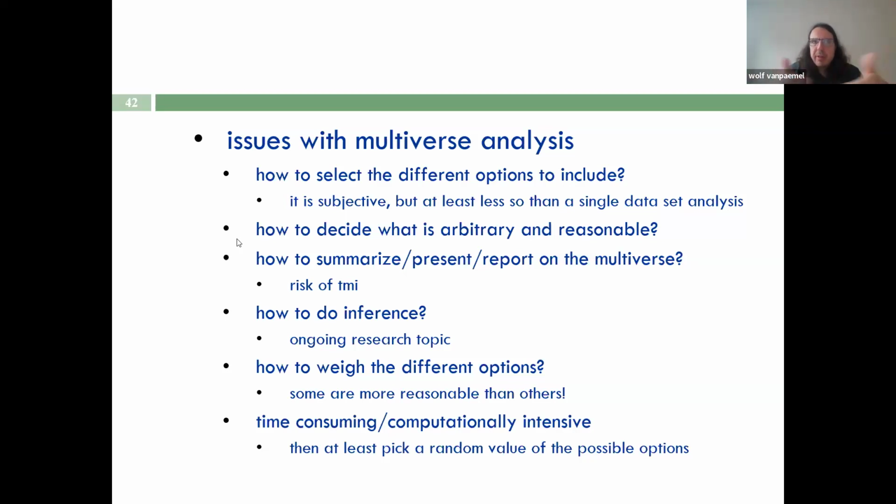How to do inference? We have these 100+ p-values. Which one do you pick? I know there's ongoing research about it, so it's a sort of hot topic, but it's still ongoing. One problem is that you cannot just take the average or something, because some options are very close to each other. Conceptually close, so they shouldn't have the same weight. So that's the topic to discuss.